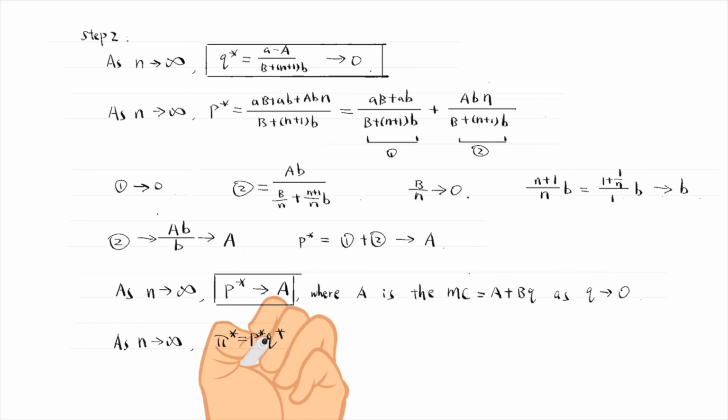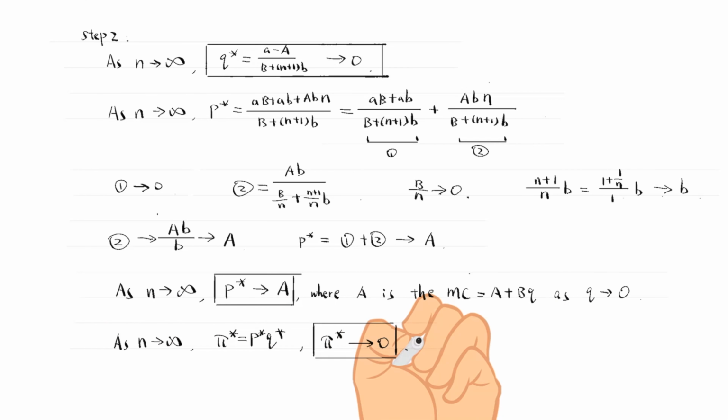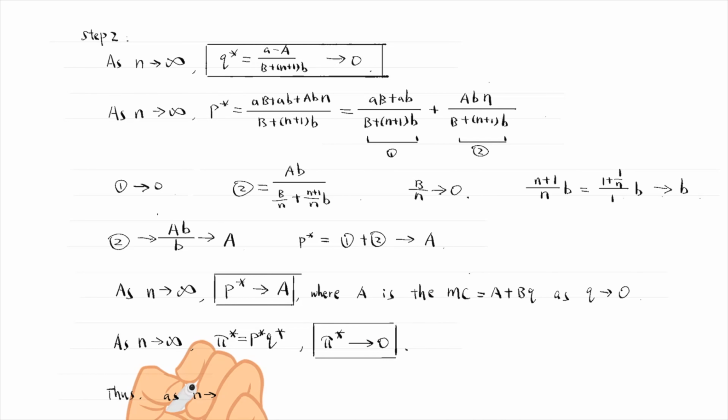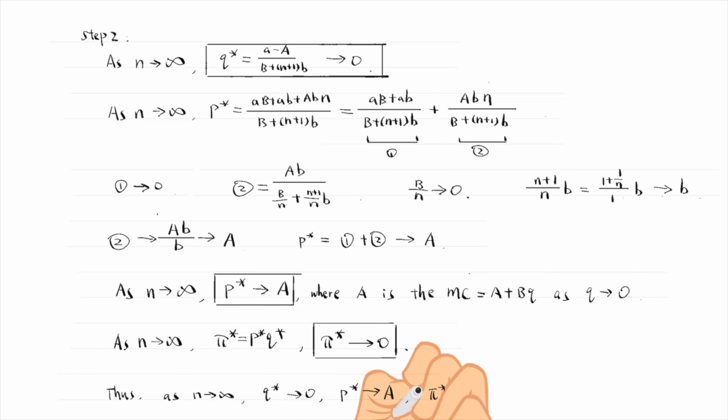Finally, the firm's equilibrium profit pi star is the product of P star and Q star. As the number of firms goes to infinity, each firm's equilibrium profit goes to 0 because Q star approaches 0 and P star approaches a constant. It is true that as n gets very large, each firm's equilibrium profit approaches 0.